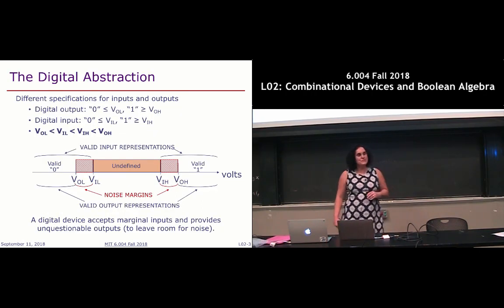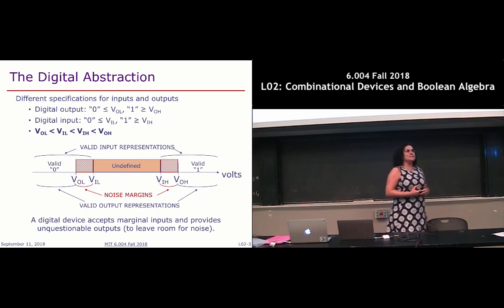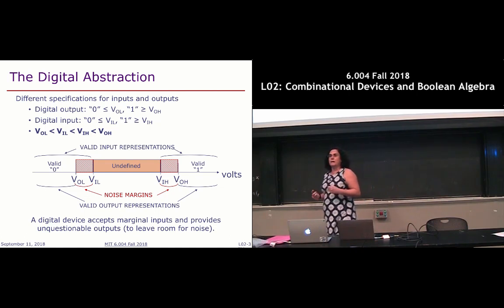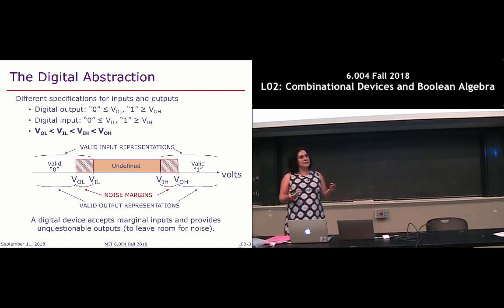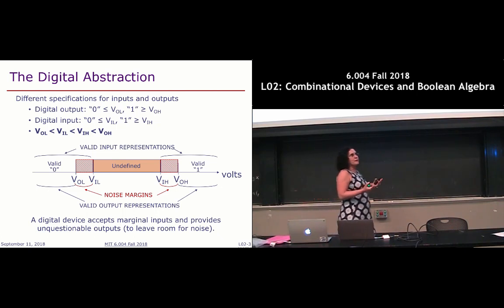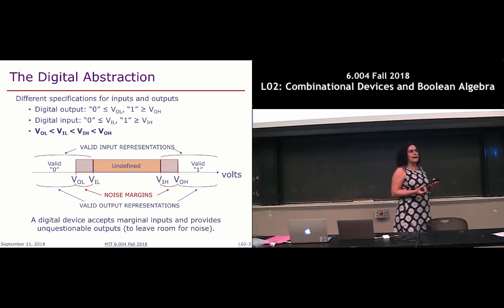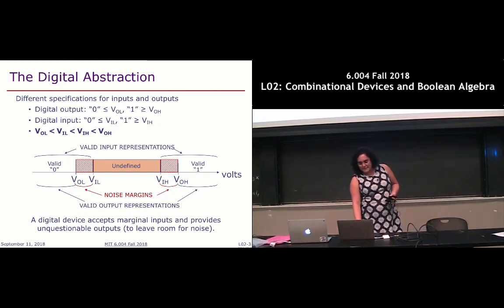Okay, terrific. Just to remind ourselves of where we left off last time, we talked about the digital abstraction and what it takes to have a valid input and a valid output. We said that in order to handle noise, we need to be more conservative on what we consider a valid output versus what we consider a valid input. So for our valid outputs, we have a much smaller range: a low value would be anything that's less than VOL, whereas a valid input would be anything that's less than VIL.